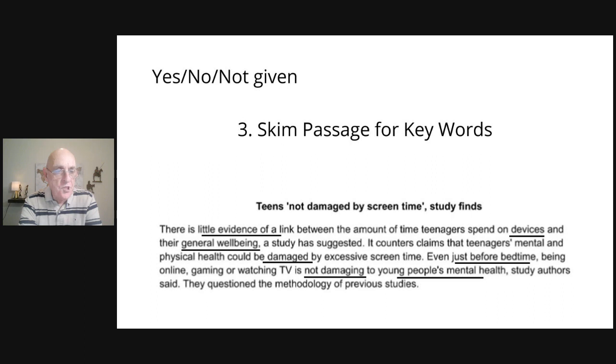Devices, general well-being. We did see something very similar that we underlined in our question, the well-being of teenagers. And now we see teenagers' mental and general well-being could be damaged. And then we see a phrase just before bedtime. And we remember that we saw going to sleep and 60 minutes before bedtime as important keywords in our questions.